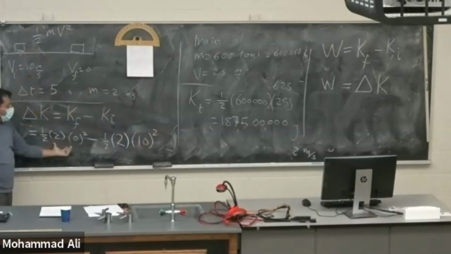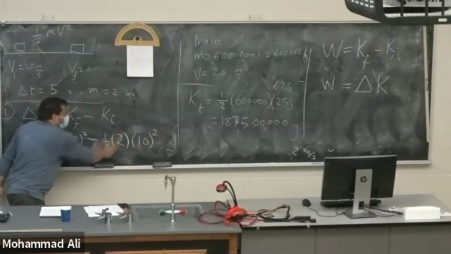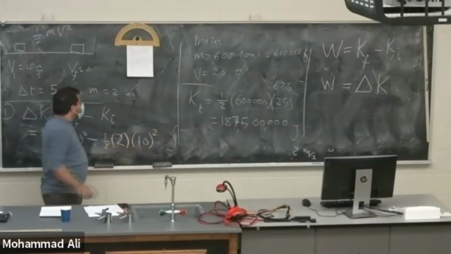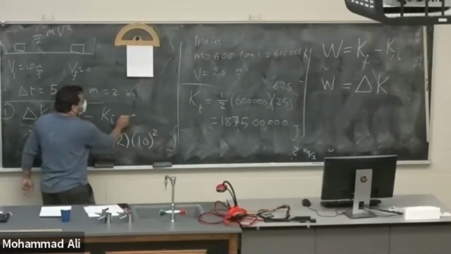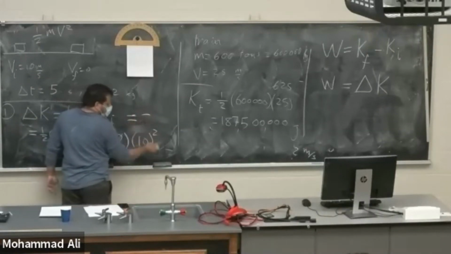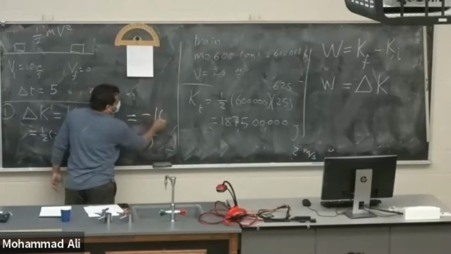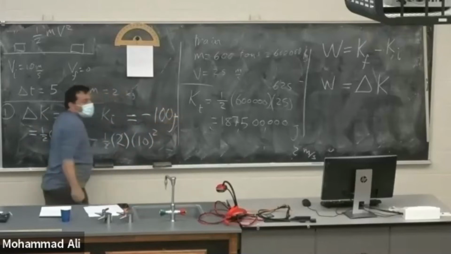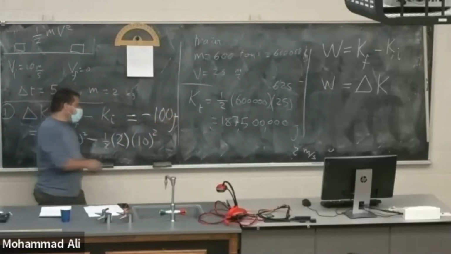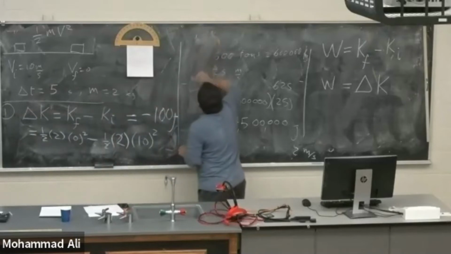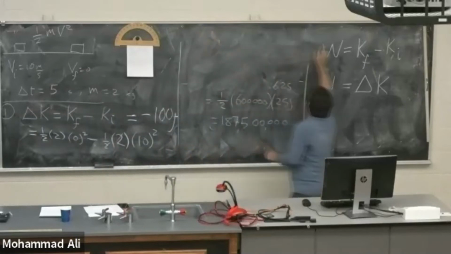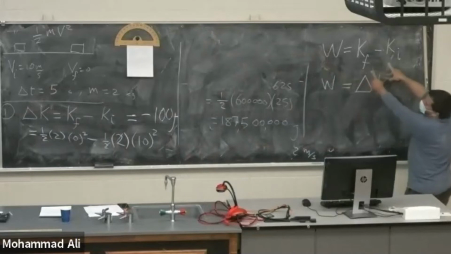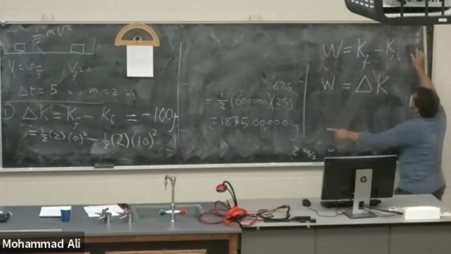Okay, we have 0 minus, 2 will cancel with 2. We have 100. So the change in kinetic energy will be negative 100 joules. The change in kinetic energy here is negative 100.